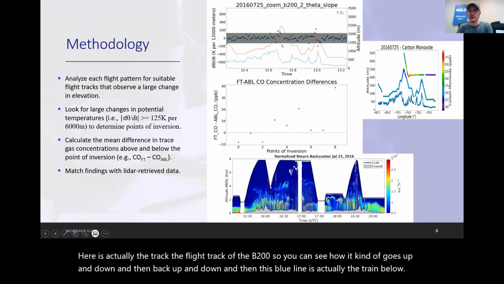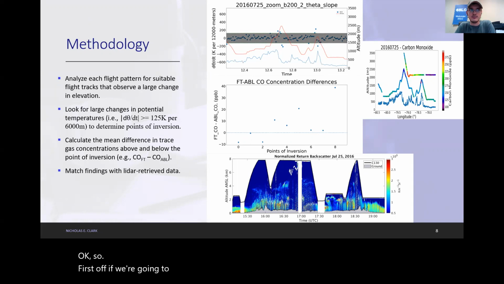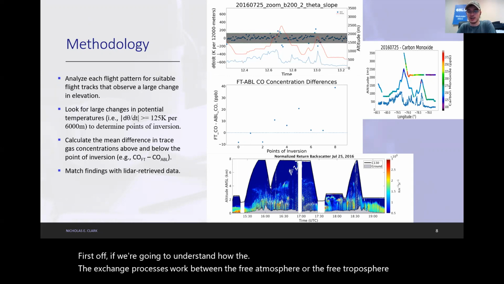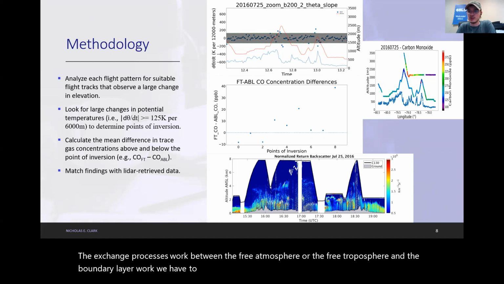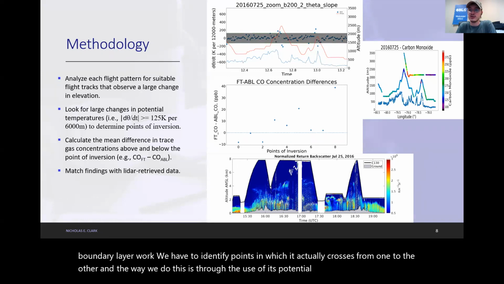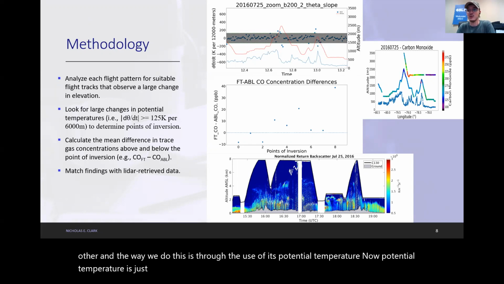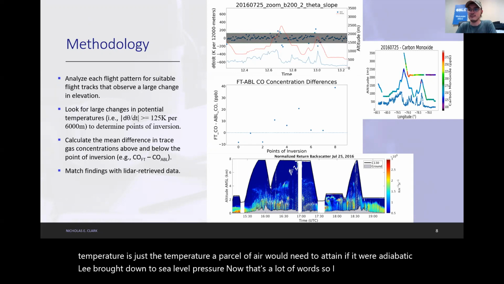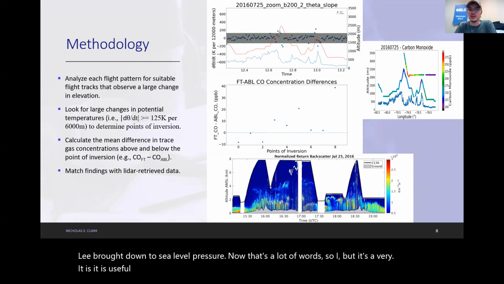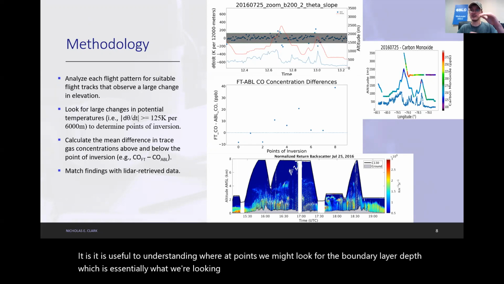Okay, so first off, if we're going to understand how the exchange processes work between the free atmosphere, or the free troposphere, and the boundary layer, we have to identify points at which it actually crosses from one to the other. And the way we do this is through the use of its potential temperature. Now, potential temperature is just the temperature a parcel of air would need to attain if it were adiabatically brought down to sea level pressure. That's a lot of words, but it is useful for understanding where we might look for the boundary layer depth, which is essentially what we're looking for when we're trying to find the point at which the aircraft moves from the boundary layer into the free troposphere.